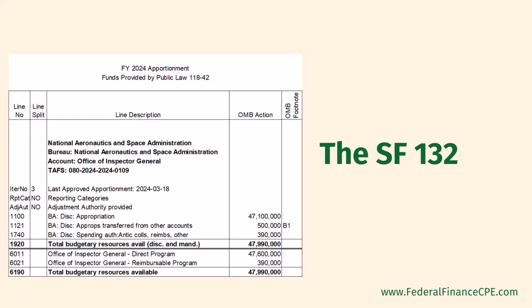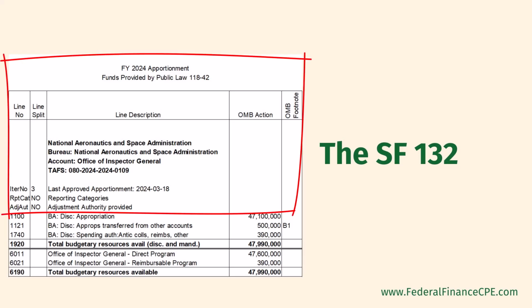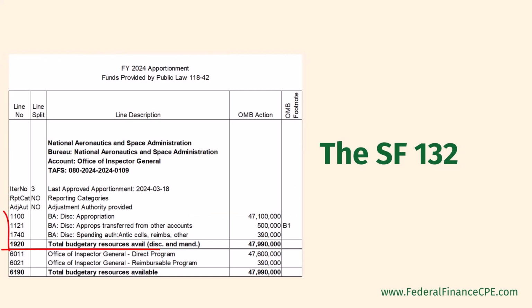So now let's look at the actual SF-132 document. The SF-132 comes as an Excel workbook with 3 tabs, which we'll review shortly. The main apportionment tab is organized into 3 sections. The top section contains the apportionment details, basic information about the account and funding sources. The middle section shows total budgetary resources, all the money available to spend. The bottom section shows the application of budgetary resources, how OMB is telling the agency to control that spending.